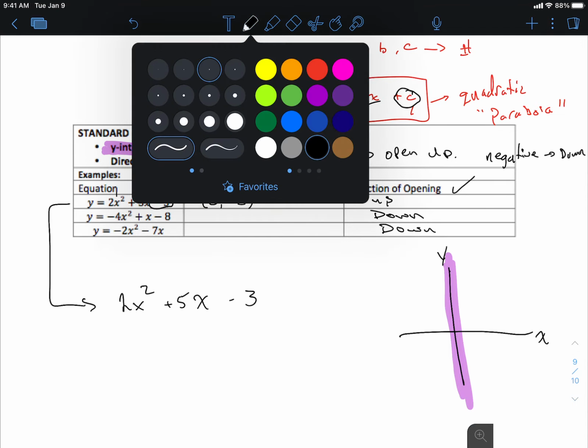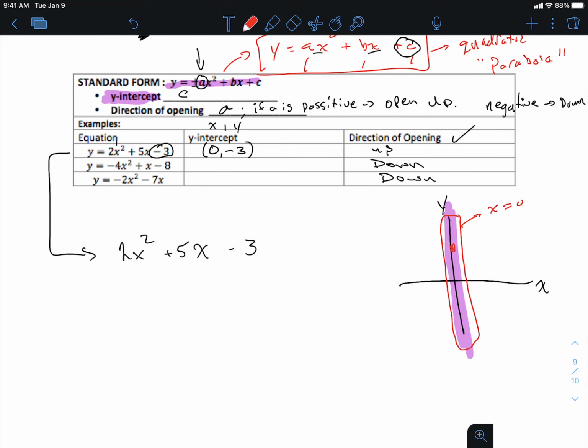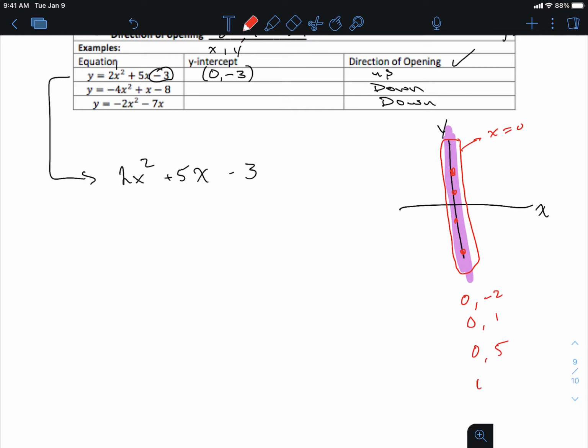Anywhere along this axis, the y-axis, no matter what, its x value is going to be 0, right? So it doesn't matter what point I pick along that vertical axis, the y-axis, or that purple highlighted section. If I pick this point, or this point, or this point, they're all going to have 0 as the x value, and their y values change. That's what these are: -2, 1, 5, and 100.